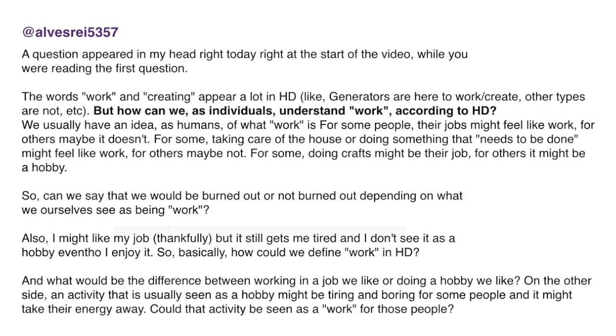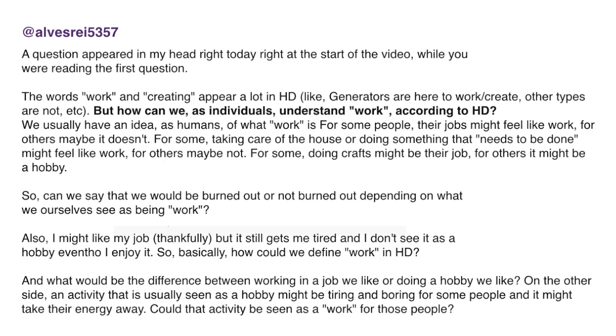But how can we as individuals understand work according to HD? We usually have an idea as humans of what work is. For some people, their jobs may feel like work. For others, maybe it doesn't. For some, taking care of the house or doing something that needs to be done might feel like work. For others, maybe not. For some, doing crafts might be their job. For others, it might be a hobby. So can we say that we would be burnt out or not burnt out depending on what we ourselves see as being work?